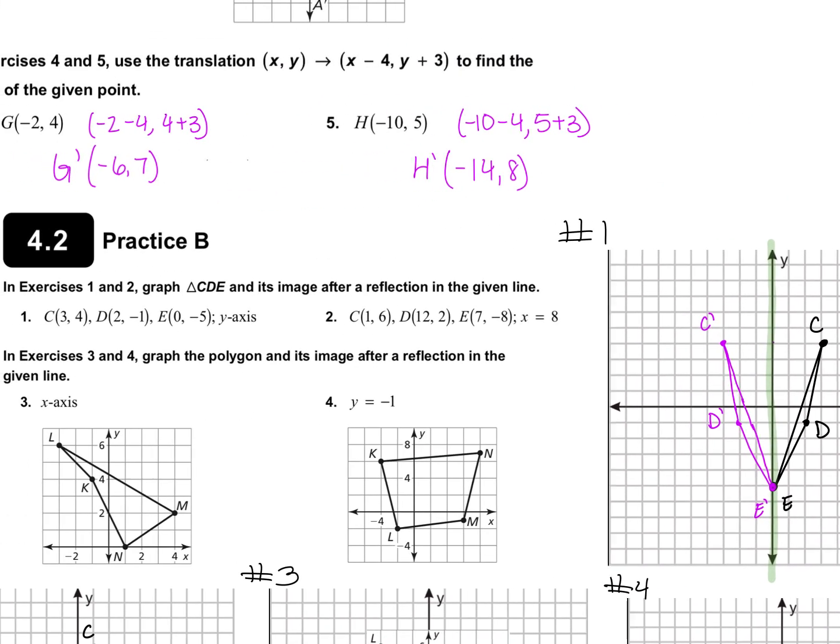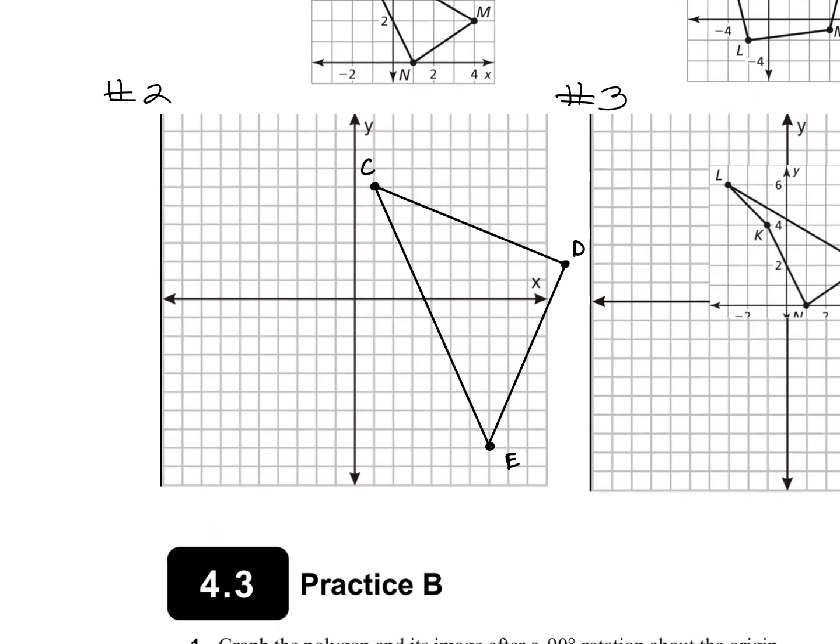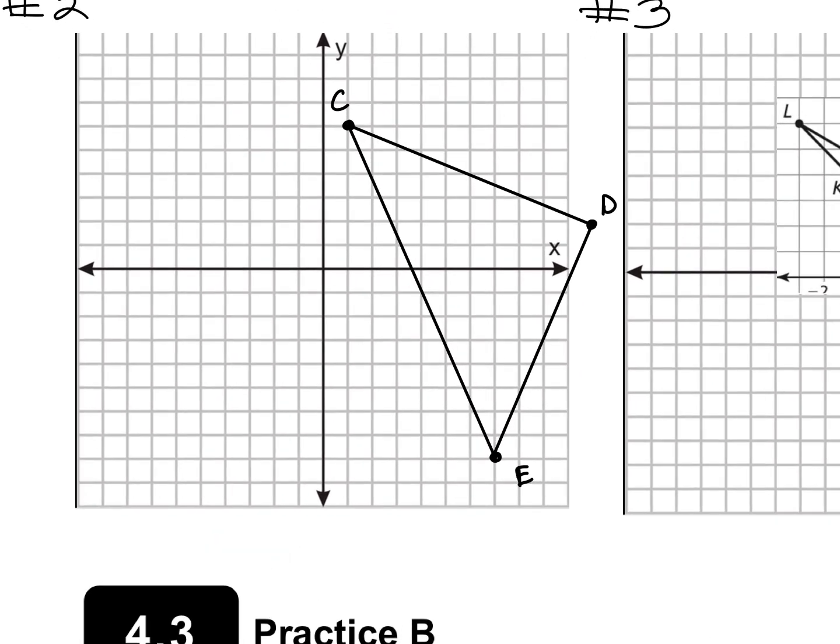All right, number 2, it is reflecting where x equals 8. X equals 8. So that means I'm going to look at my graph. Where does your x value equal 8? 1, 2, 3, 4, 5, 6, 7, 8. Right here. So I'm going to draw my line. And then I'm going to go ahead and graph my reflection.